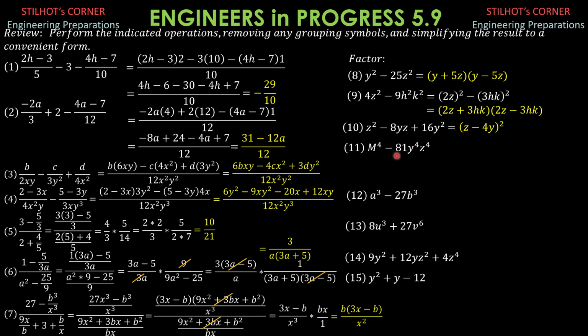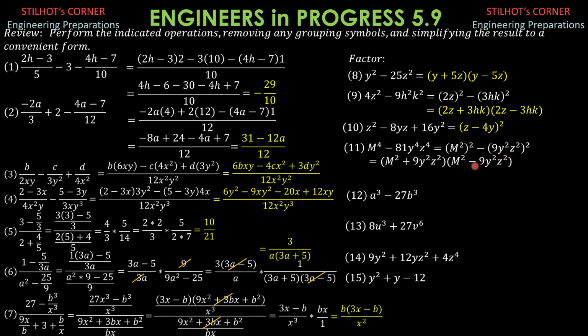This is a difference of two squares, so we write this first as m squared plus 9y squared z squared, then m squared minus 9y squared z squared, which is again a difference of two squares. So the quantity m squared, squared, minus the quantity 9y squared z squared, squared. So we have a difference of two squares. Factors are the quantity m squared plus 9y squared z squared and the quantity m squared minus 9y squared z squared.